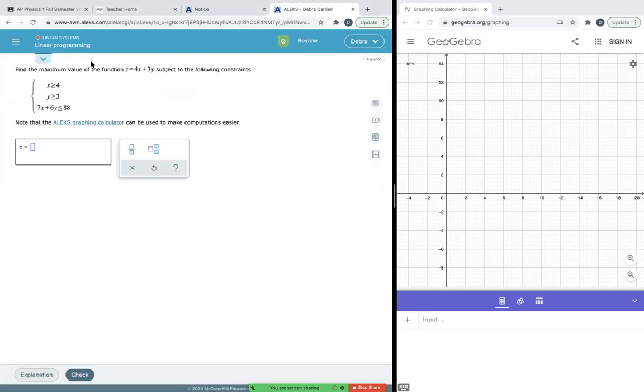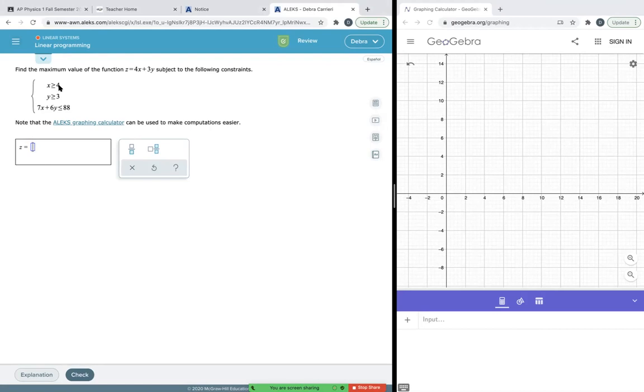In 1.7, we had learned how to graph inequalities and solve inequalities by graphing. So we would graph the inequality x greater than or equal to 4, y greater than or equal to 3, and we would rearrange this equation to get y all by itself. That would be y is less than or equal to minus 7x divided by 6 plus 88 divided by 6. And we would graph that, and we would have to shade the region which met these conditions.